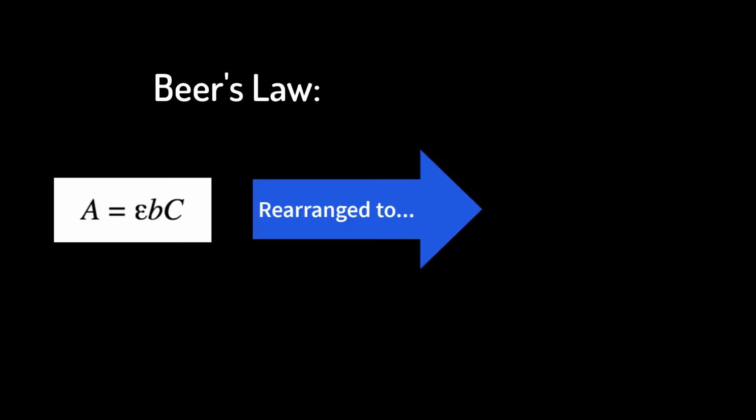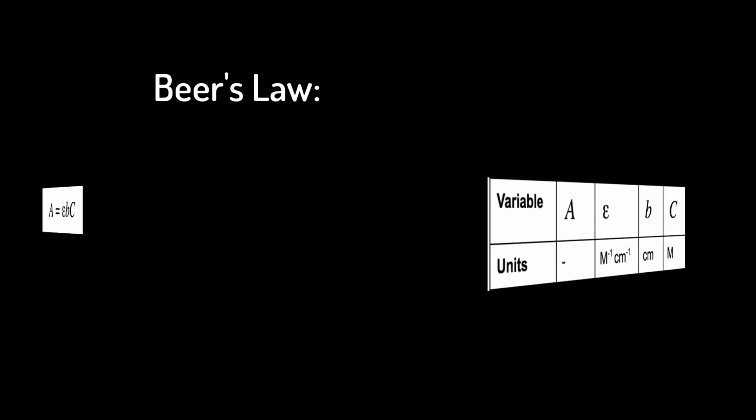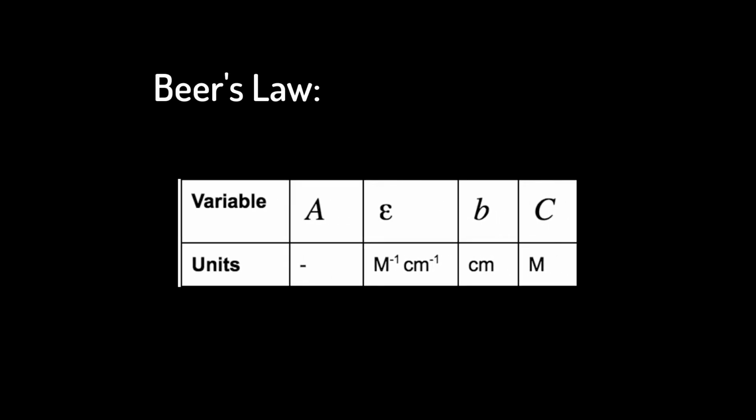A280 utilizes the relationships established in Beer's law, which suggests that absorbance is related to the properties of the material through which light is traveling. In this equation, A is the absorbance, E is the wavelength-dependent molar absorptivity coefficient, or extinction coefficient, B is the path length, or cuvette length, and C is analyte concentration. This table summarizes the units of each variable that you will use.